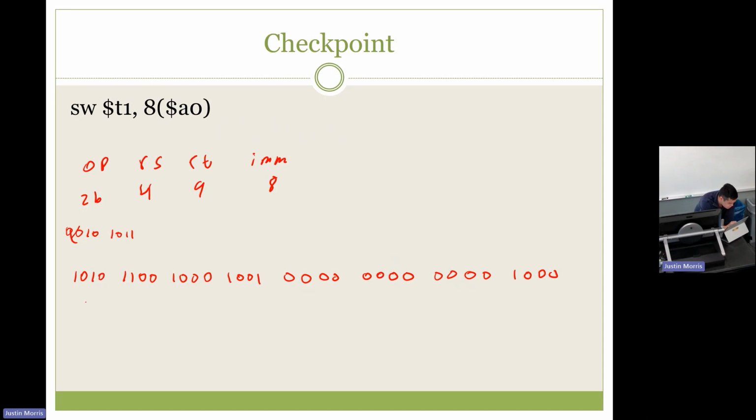So again, translating to hex, this is A, right? This is C. This is 8. This is 9. This is 0 0 0 8. So 0xAC890008.